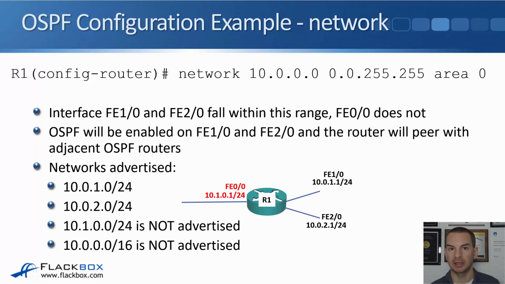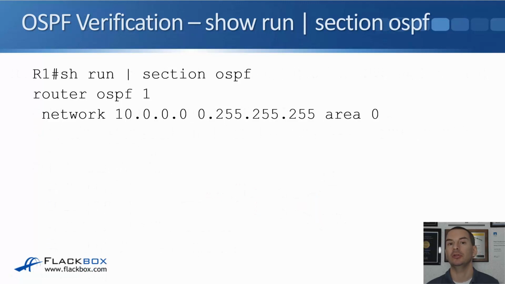The networks that will be advertised are 10.0.1.0/24, because that's the IP address, the subnet configured on interface, and 10.0.2.0/24. We do not advertise 10.0.0.0/16, which is what we configured in the network statement. Okay, the network statement does not say advertise this subnet. The network statement says look for interfaces which fall within this range, enable OSPF on the interfaces, and then advertise the subnet that is configured on that interface. Okay, so that's how we do a basic configuration of OSPF.